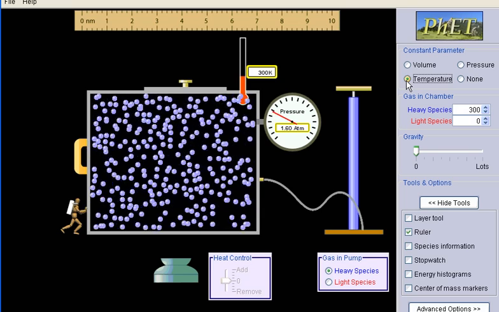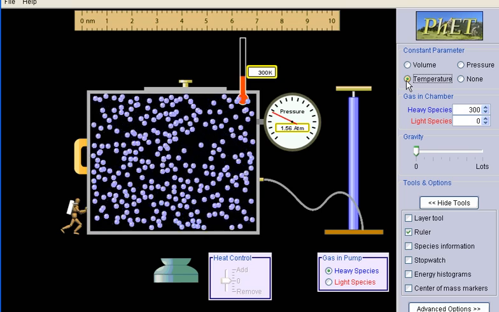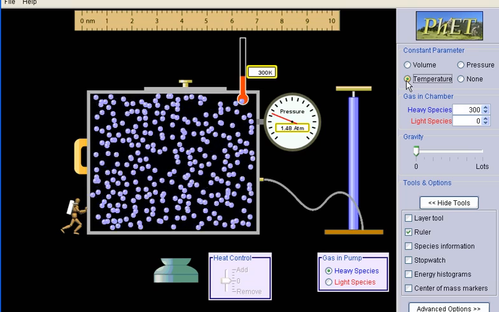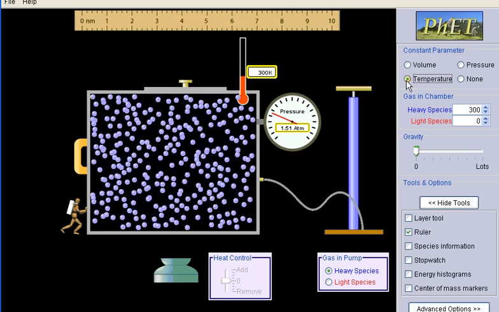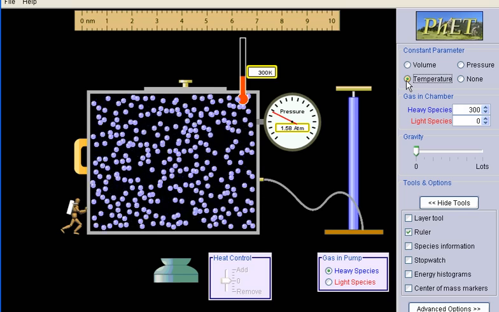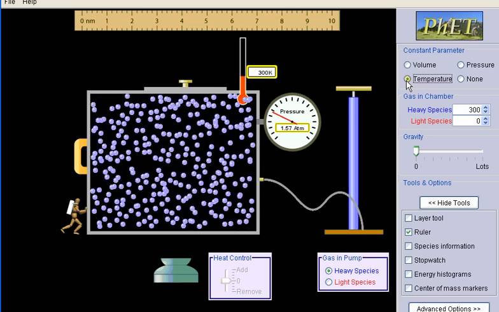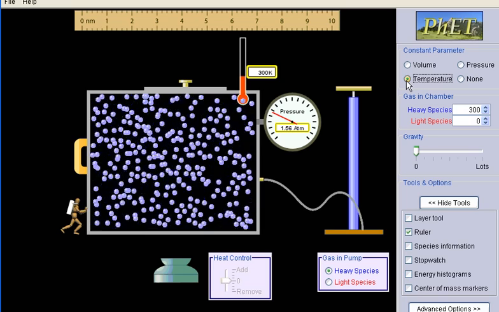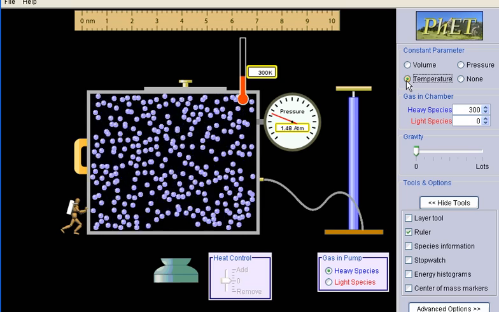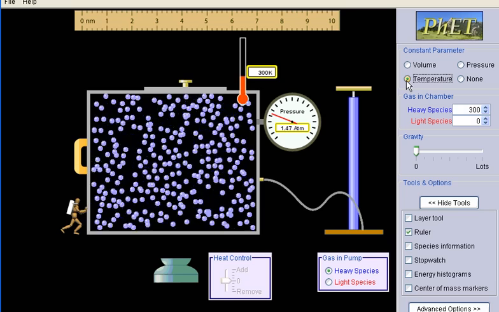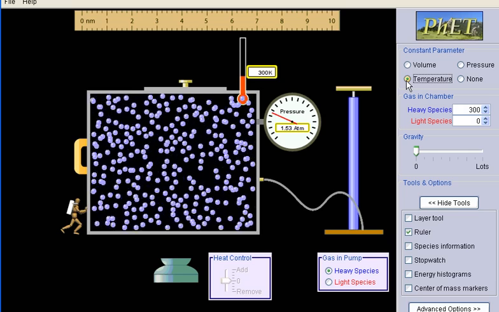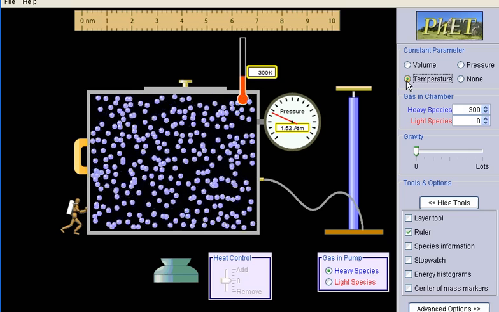Okay, so right now, with the temperature constant at 300 Kelvin, and with 300 of the large species, we're looking at a pressure of 1.5 atmospheres. That would be your first data right there. So with 300 molecules, 1.5. Yeah, about 1.5, because you can even look at that hundredths place. It could round up. So about 1.5 atmospheres.